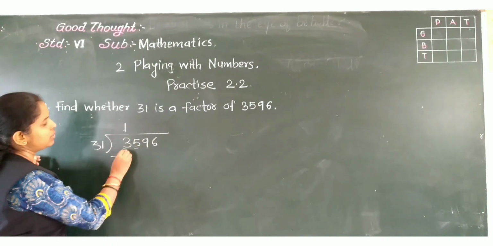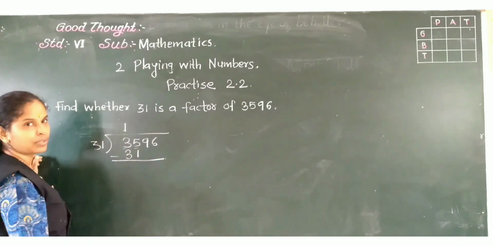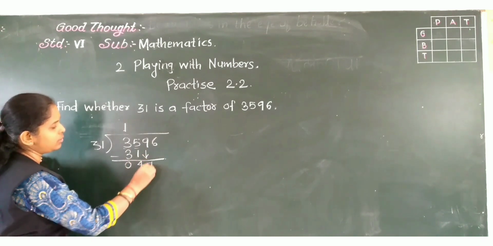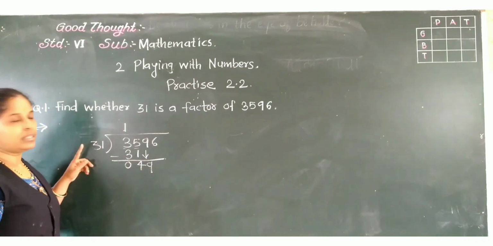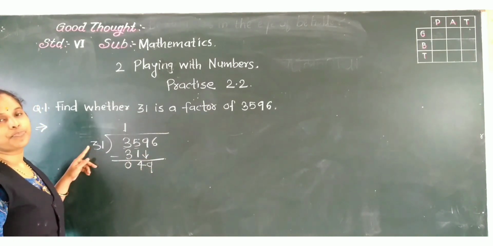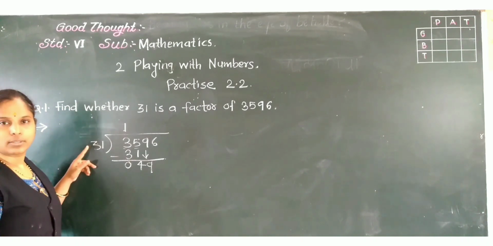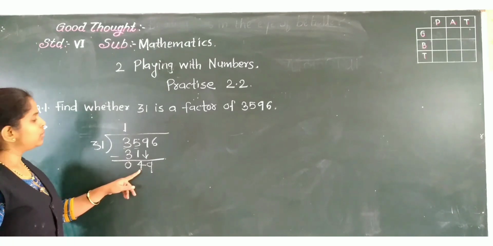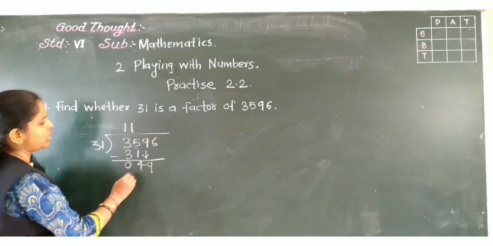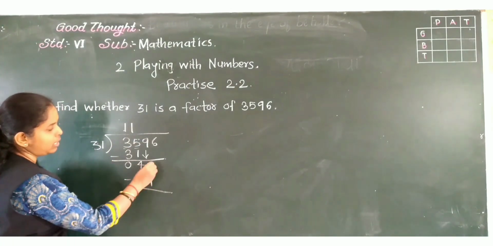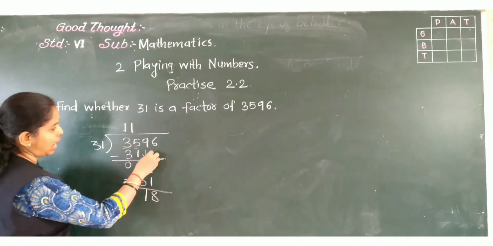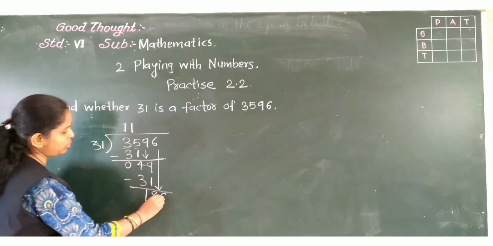Now take the first two digits, divided by 31. 31 ones are 31. Now 5 minus 1, 4, 0. Take 9 down. Again, in 31's table, 31 twos are how much? 62. But here we want 49. So again 31 ones are 31, we have to take 31. Now 9 minus 1, 8. 4 minus 3, 1. And take this 6 down.